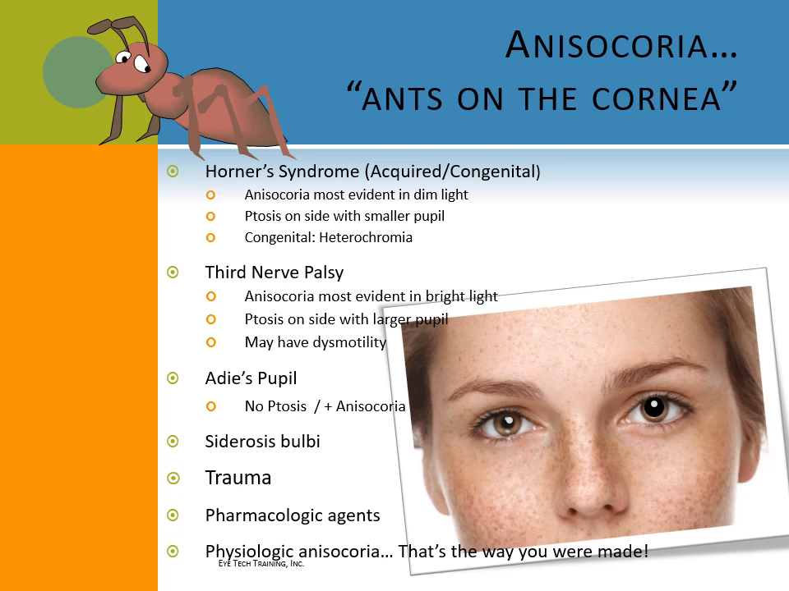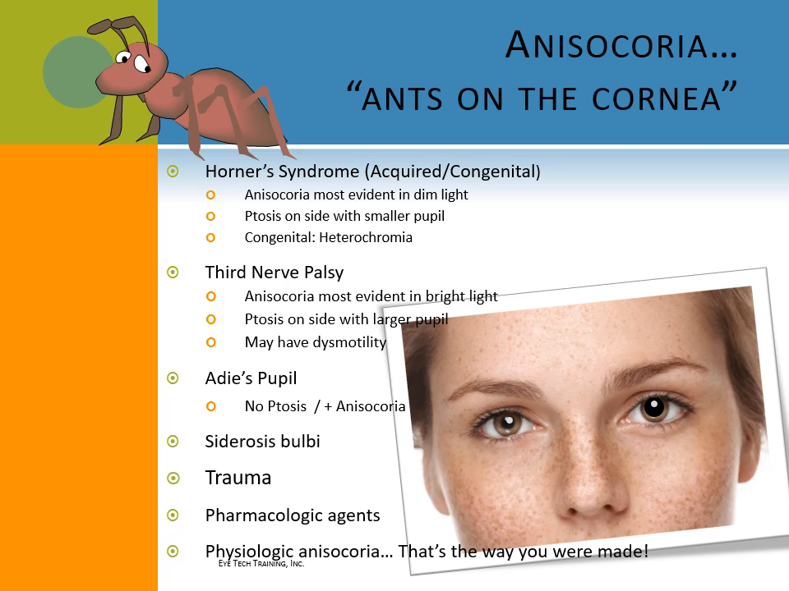Acquired is not benign. There is a disease process going on, and it's very important to never miss a Horner's syndrome. What you'll see in a Horner's syndrome is you'll see an anisocoria, you'll see a ptotic lid on the side with a smaller pupil, and their anisocoria will be greater in dim light. They'll have less of an anisocoria with the lights on. Whenever you see an anisocoria, you should always measure the pupils with the lights on and the lights off and document it on the chart.